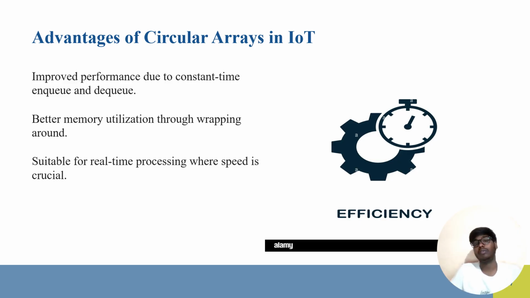When we use circular arrays in IoT, there is a huge advantage of improved performance, with constant time during NQ and DQ, which is also useful for memory utilization and wrapping around. And this is crucial for the speed of real-time processing.